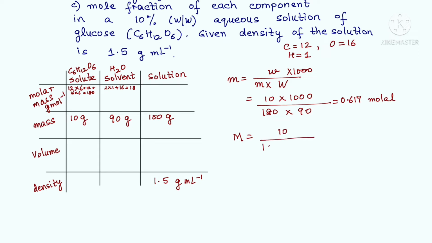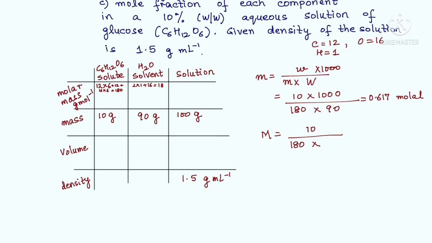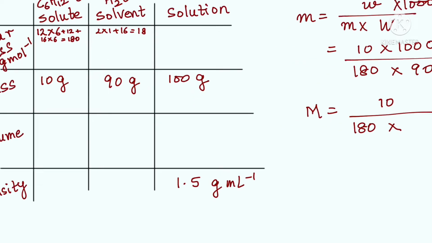Okay, next one is molarity, capital M, that is the weight of the solute, which is 10 grams, divided by its molar mass times the volume of solution in liters. But do I have the volume of solution? No, I don't. So how can I determine the volume of the solution? Yes, we've got the mass, we've got the density. So I'm going to find out the volume. Please go ahead and do it.